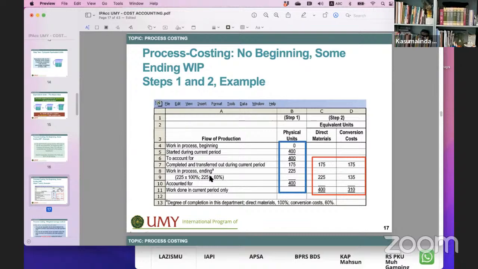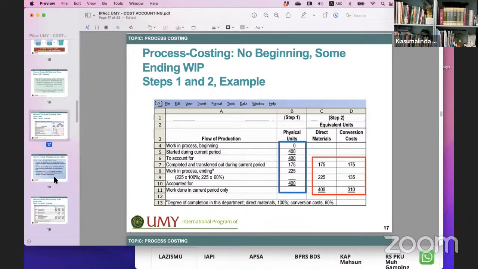If we don't have ending work in process units, let's say the ending work in process is 0, meaning that every unit's process has been completed, then the equivalent unit will equal the physical units of completed products. I hope that it is clear to you. Now we got this, the total equivalent unit for direct material and for conversion respectively.